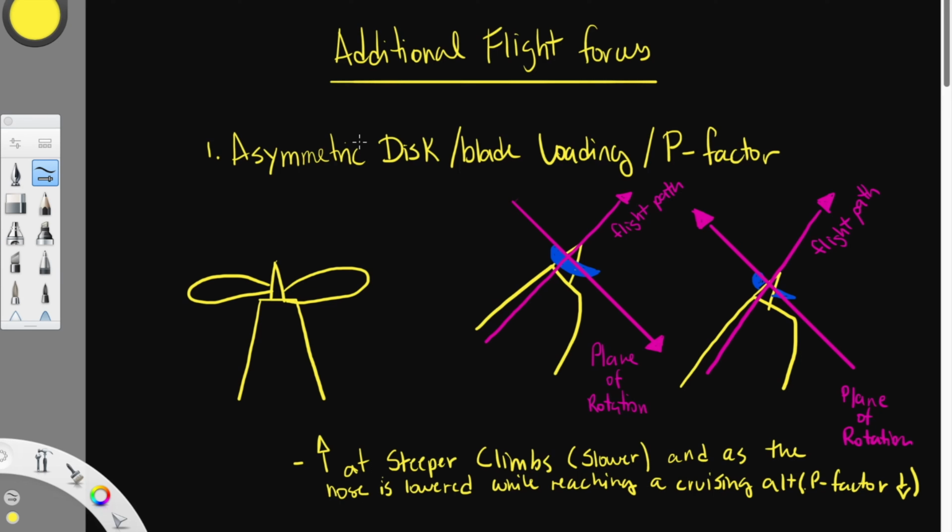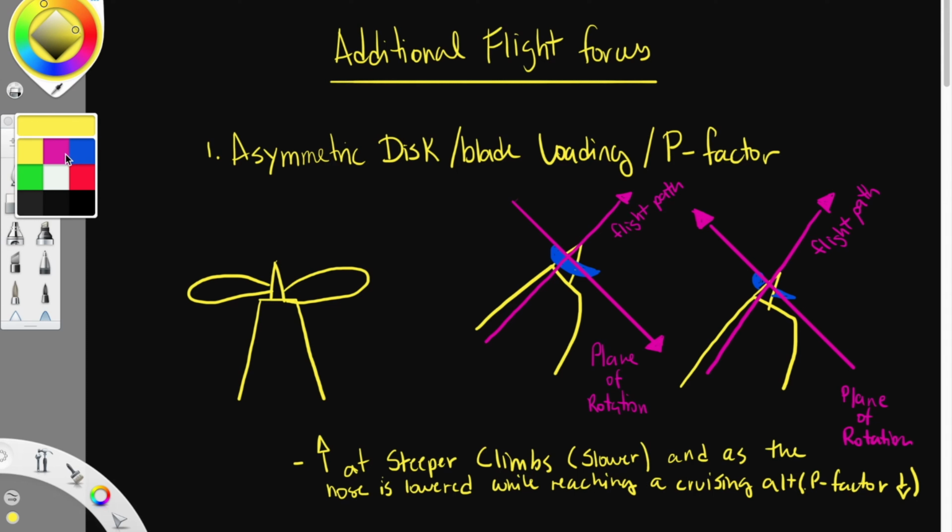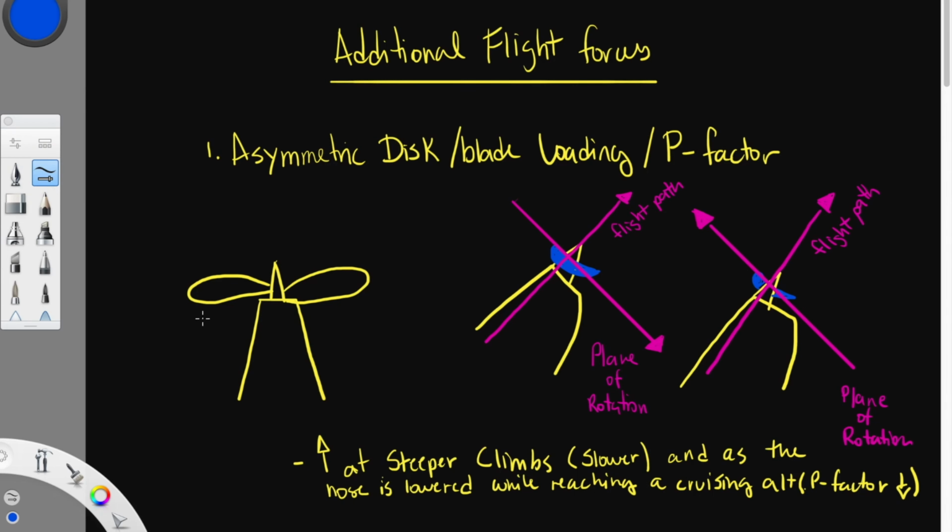The first one we're going to talk about is called asymmetric disc or blade loading, commonly known as P-factor. And P-factor has to do with the propeller's rotation and what happens when they rotate based upon their shape. So we all know that the propeller at this point rotates, viewing from above, left to right. So the blade ascends, and as it transitions to the right side, it descends. All right, so here it's going up, here it's going down.